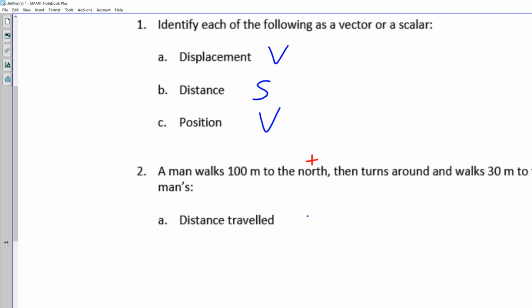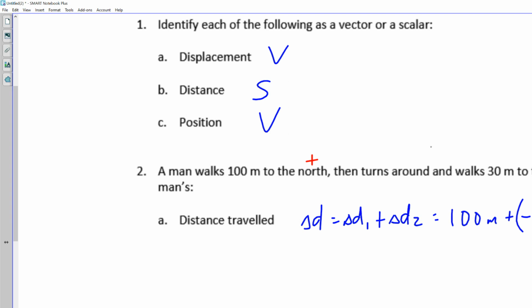That's right. It is to the south, but I don't care that it's to the south in this question. I don't want to know that it's to the south. When you're driving your car, you don't drive 100 meters to the north, turn around, go 30 meters to the south, and find that your odometer reads 70 meters, right? It reads 100 meters plus 30 meters, 130 meters.